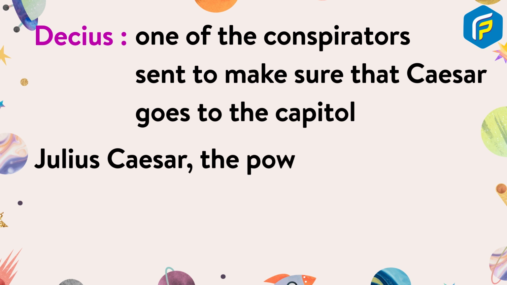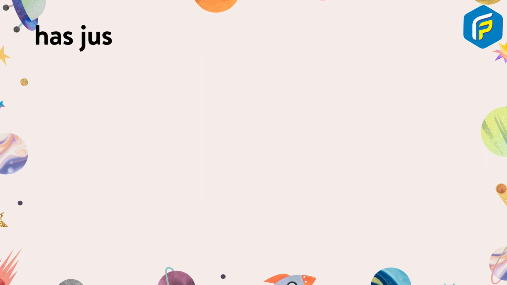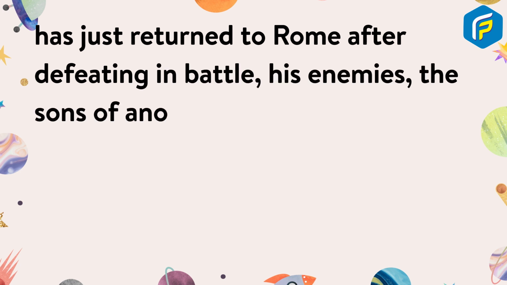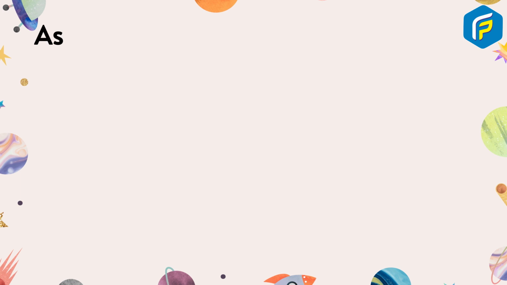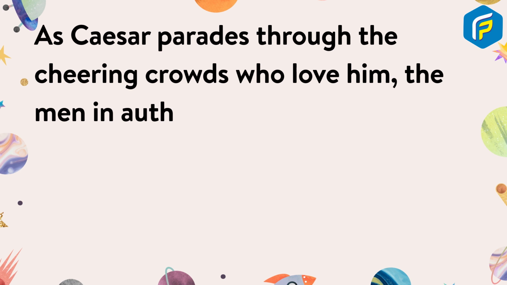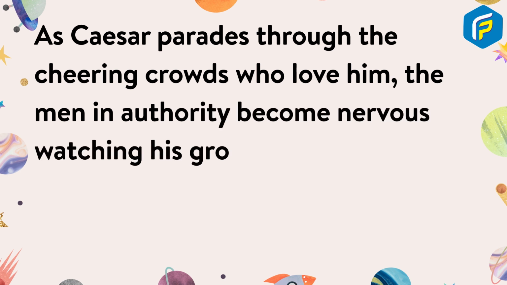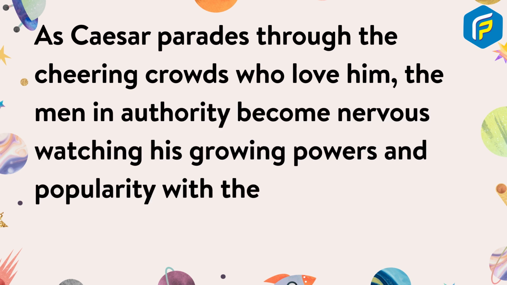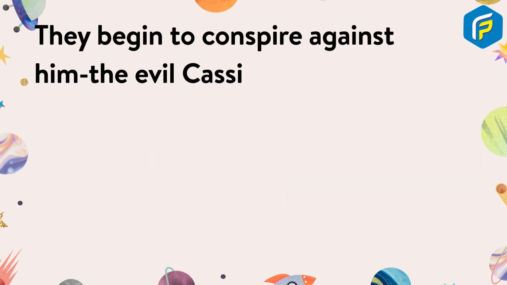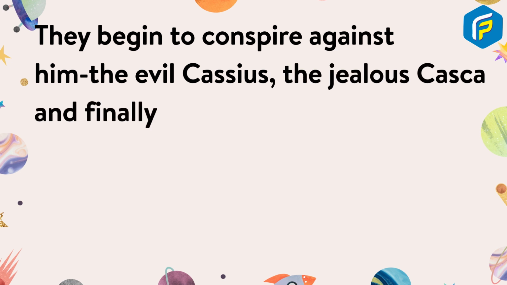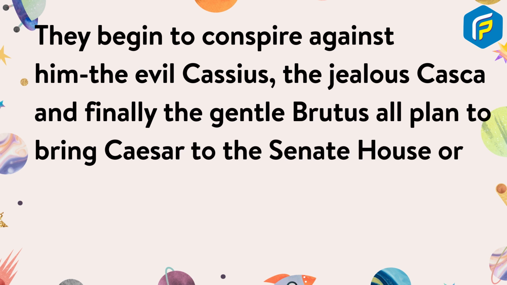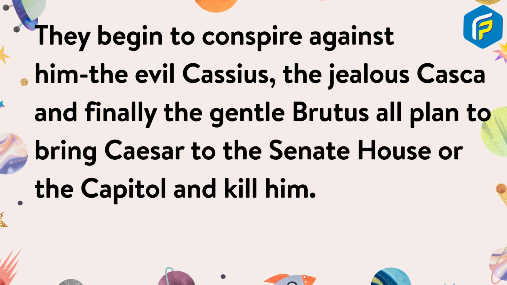Julius Caesar, the powerful Roman general, has just returned to Rome after defeating in battle his enemies, the sons of another general named Pompey. As Caesar parades through the cheering crowds who love him, the men in authority become nervous watching his growing powers and popularity with the common people. They begin to conspire against him. The evil Cassius, the jealous Casca, and finally the gentle Brutus all plan to bring Caesar to the Senate house, or the capital, and kill him.